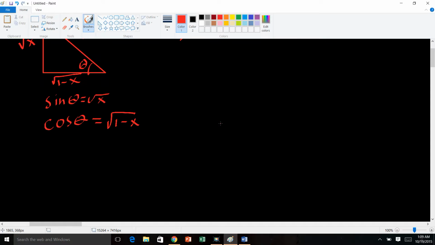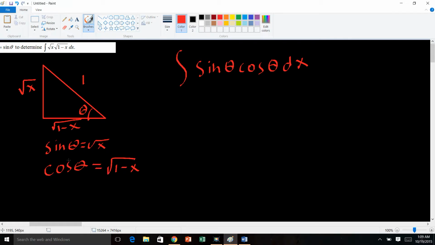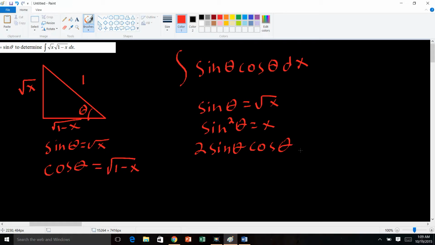Now, the way we get rid of this dx is we take one of these substitutions and solve for dx. I'll show you how we do that. Let's take sine theta equals square root of x. Let's solve for x first. Square both sides: sine squared theta equals x. Take the derivative of both sides. We have a little chain rule going on here. 2 sine theta cosine theta d theta equals dx. Bam. We solve for our dx.